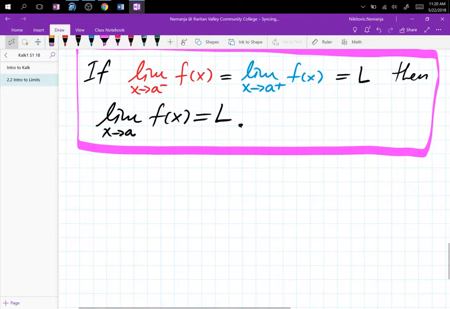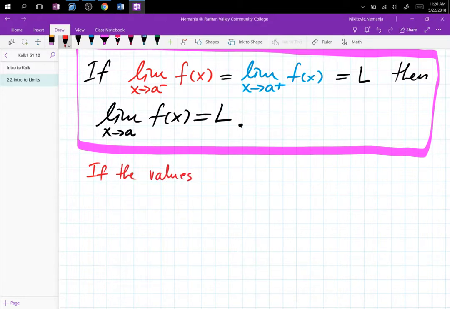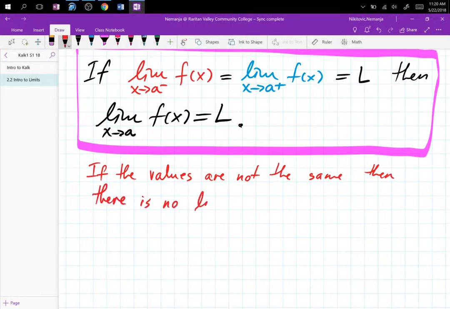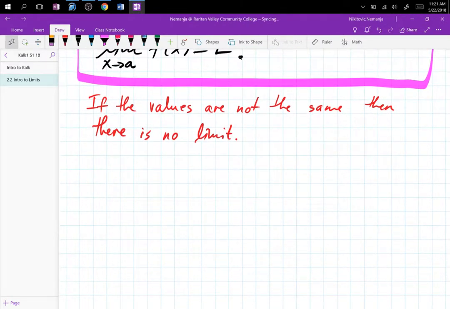So with that being said, we already know that if these values are not the same, and I should write that as well, if the values are not the same, then there is no limit. And we had that case. So let me give you another example of that.